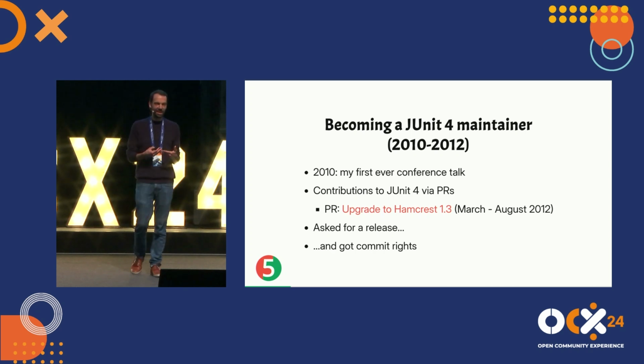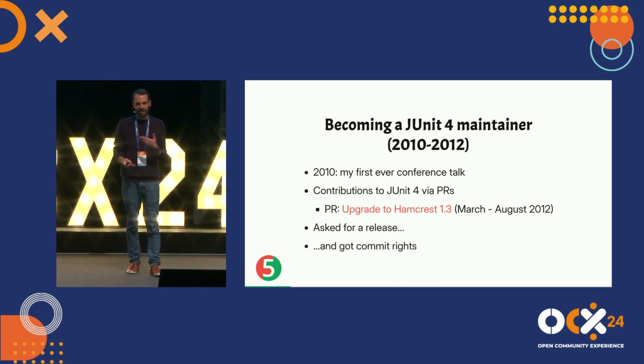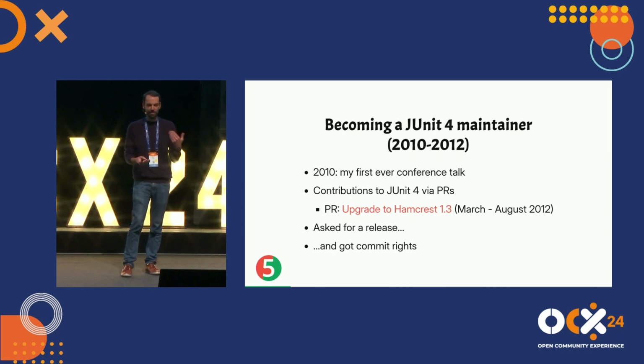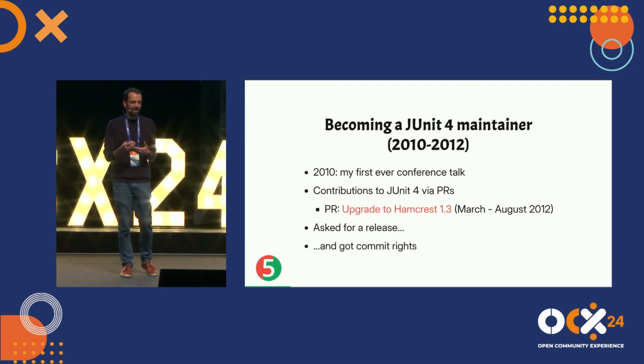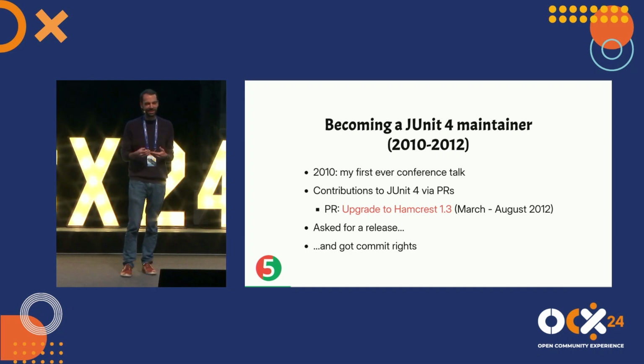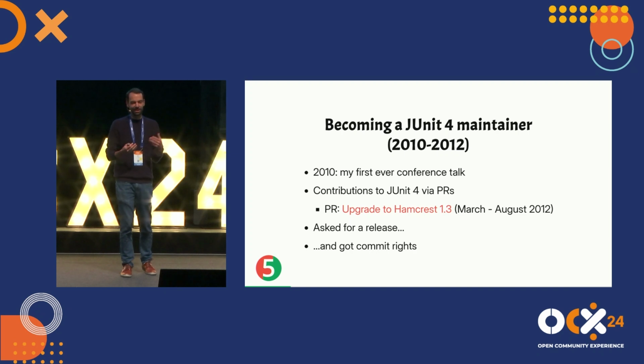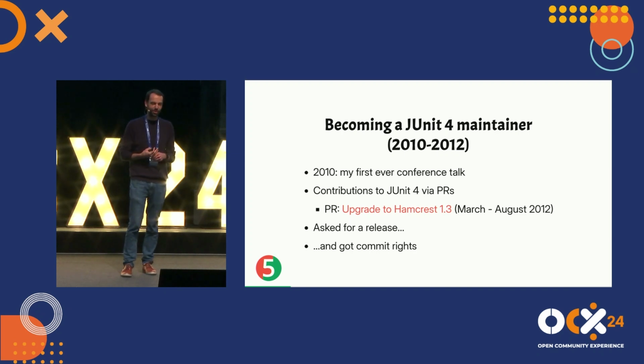And over that time, I also started contributing to JUnit. I picked up issues. I worked on PRs. The one I most remember is this one, upgrade to Hamcrest 1.3, which sounds simple, but there were many compatibility considerations to be taken and to fix things in a way that people's tests wouldn't break when they upgrade, right? So that took from March to August 2012.